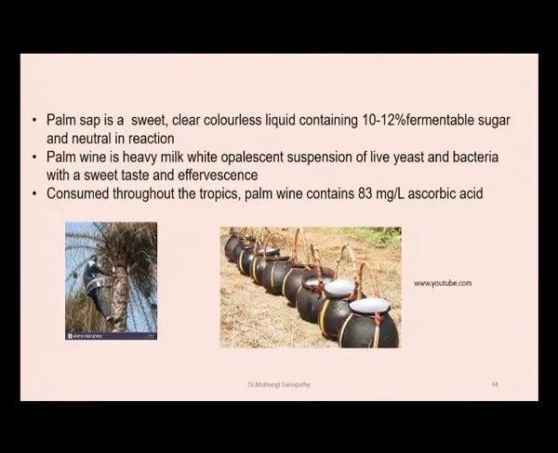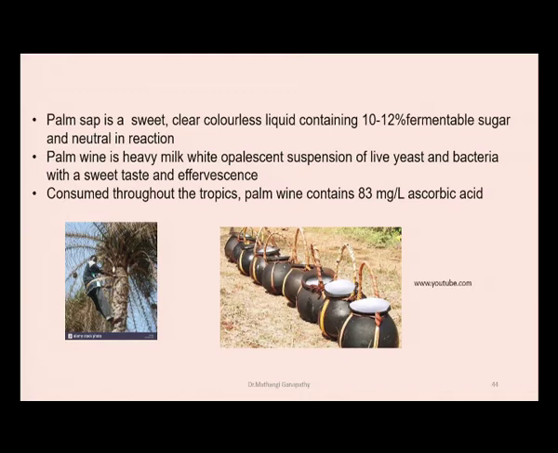Palm sap. This is a sweet, clear, colorless liquid containing 10 to 12% fermentable sugar, and this is neutral in reaction, whereas palm wine is a heavy milk white opalescent suspension which contains live yeast and bacteria with a sweet taste and effervescence, and is consumed throughout the tropics.